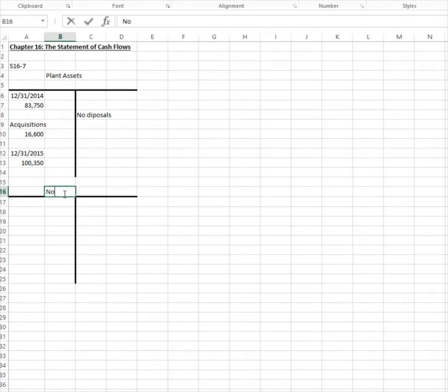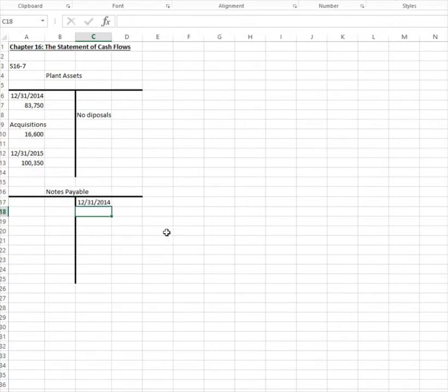So requirement 2 is asking us about notes payable, and the prompt for requirement 2 says, compute the payment of a long-term note payable. During the year the business issued a $5,300 note payable. So again, we're going to be looking at the comparative balance sheets. This time, since we're talking about a liability, we know that whatever balance is in this liability account, it's going to be a credit balance.